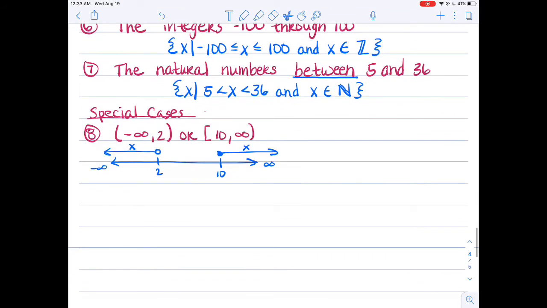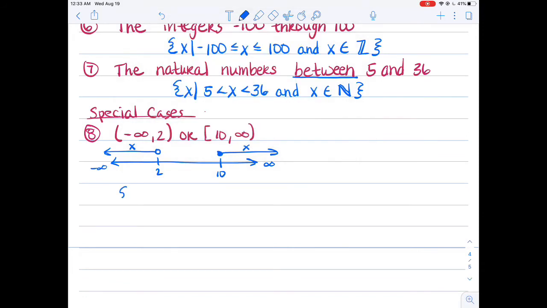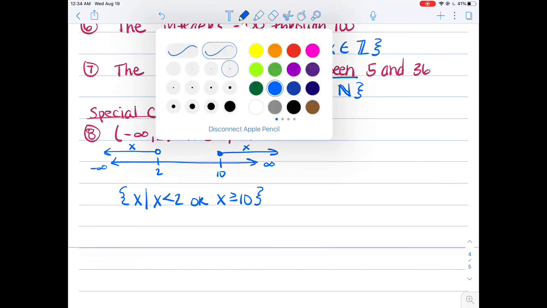So if we want to write this in our set builder notation, we would write all real numbers x such that x is less than 2, or we just have to write the sign, or the word or, x is greater than or equal to 10. All right, if we wanted to write this in inequality notation, just take off the fancy stuff. And the stuff in the middle is our inequality notation, so I'm not going to write it again. One more example and then we're done.